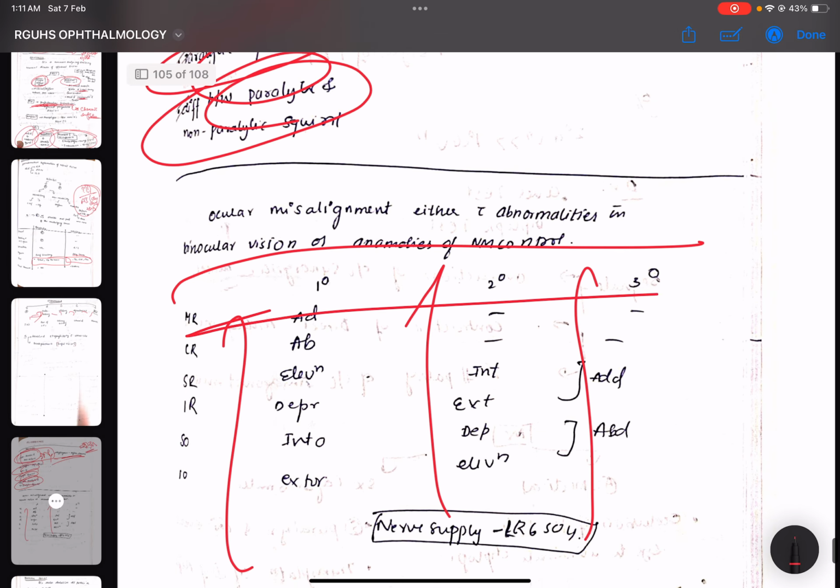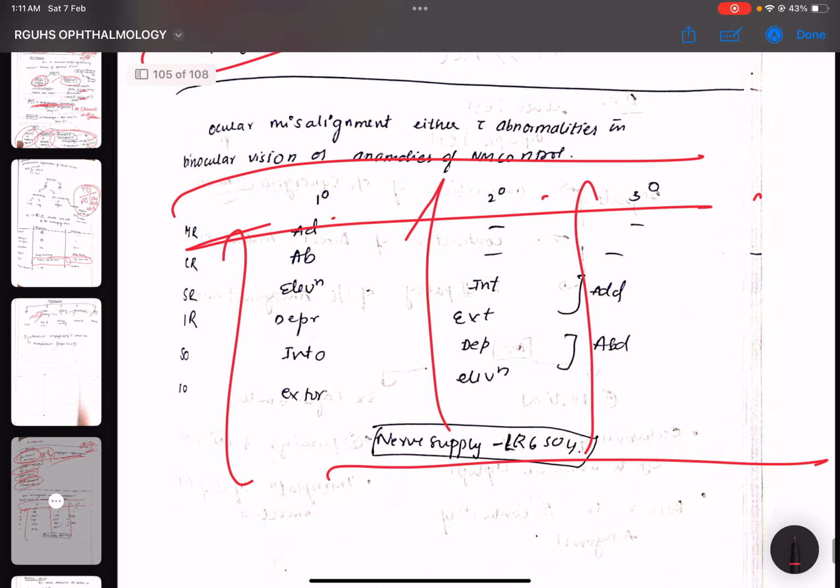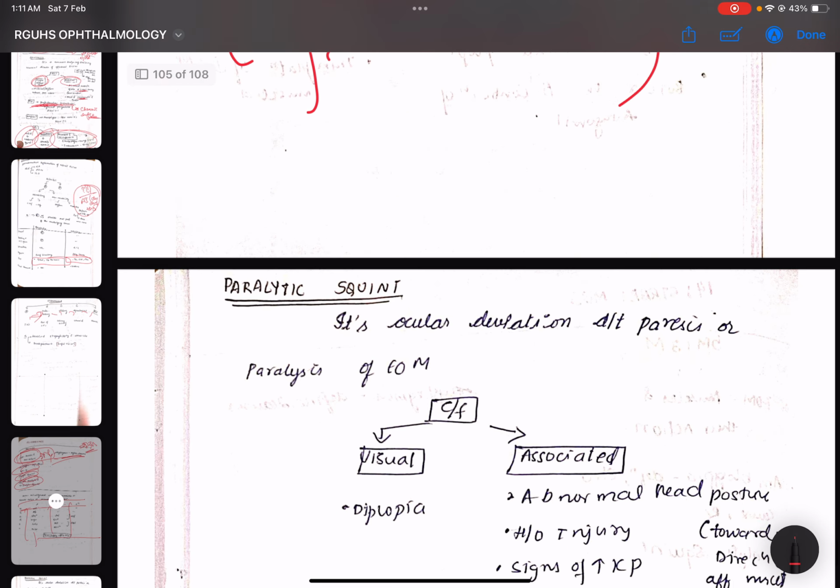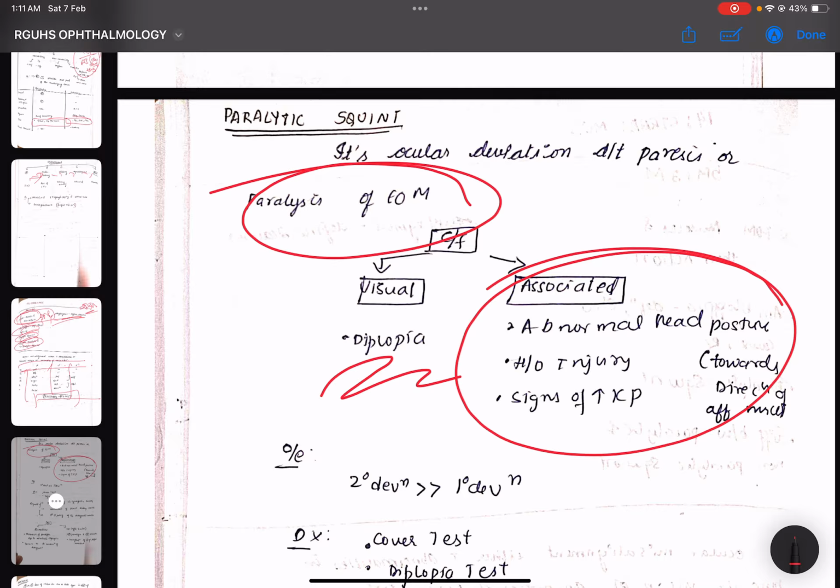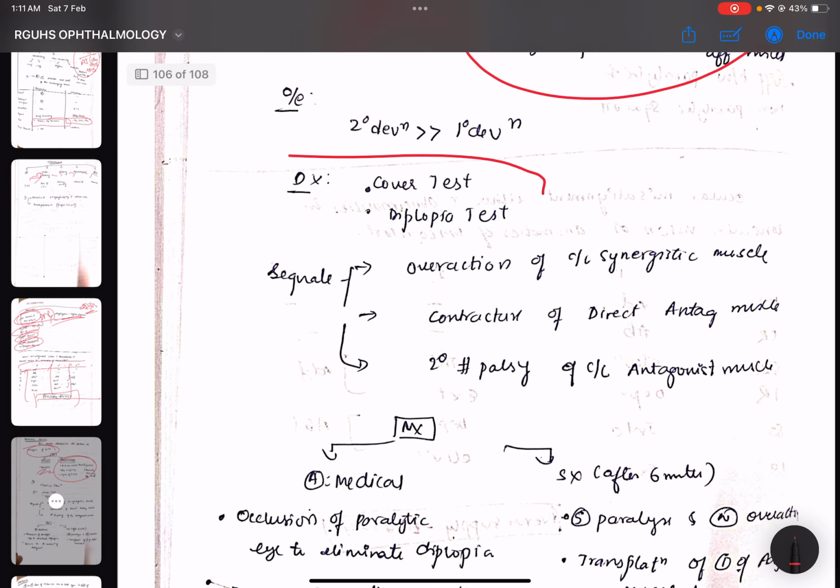Just make a box, place it, and write about primary action, secondary action and tertiary action. Now the nerve supply, just remember this. I'm sure from anatomy you can manage. In paralytic squint, there is paralysis of the extraocular muscle. If there's a paralysis, write about associated and visual symptoms, and obviously you need to mention all the tests.